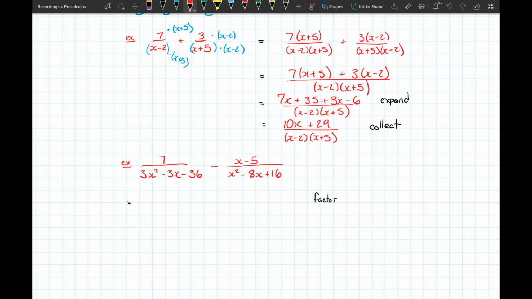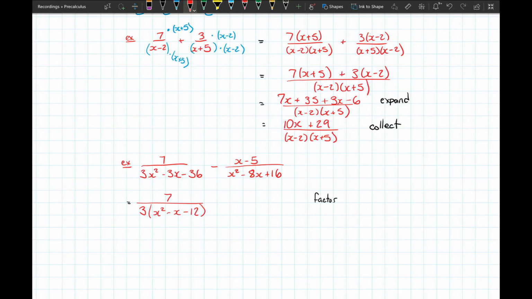You can factor out a 3 or a negative 3, but I'm going to try to keep that leading coefficient positive, so I'm going to factor a 3 out. And that's super good news because that leaves us with a trinomial in brackets with a leading coefficient of 1, and that might be easier to factor further.